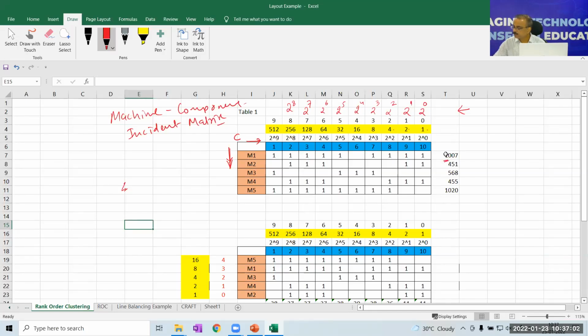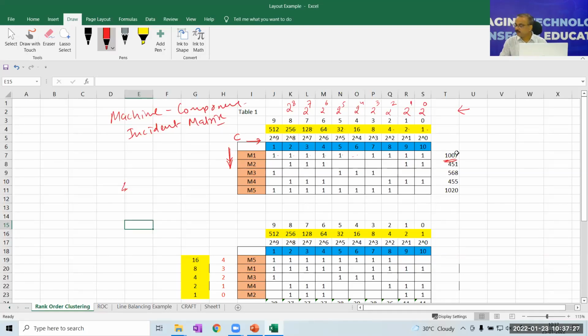Okay, so this is nothing but 512 into 1 plus 256 into 1 plus 128 into 1 plus 64 into 1 plus 32 into 1. So we have to multiply these numbers with the corresponding row values. That means the number of ones here, and based on that we have to come up with the value here.